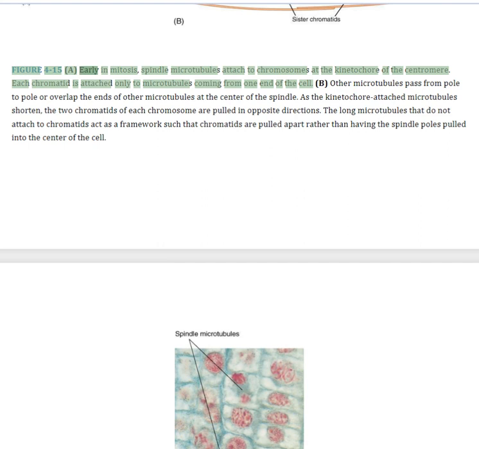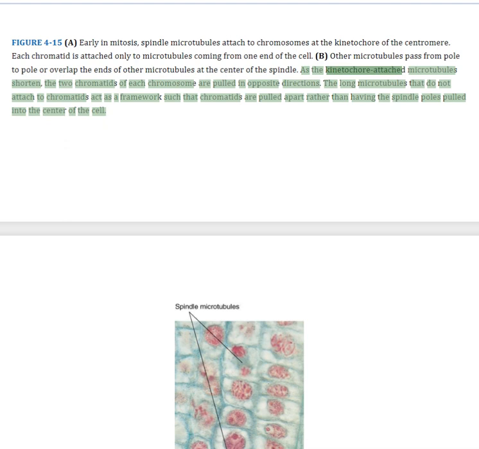Figure 4:15 Early in mitosis, spindle microtubules attach to chromosomes at the kinetochore of the centromere. Each chromatid is attached only to microtubules coming from one end of the cell. Other microtubules pass from pole to pole or overlap the ends of other microtubules at the center of the spindle. As the kinetochore-attached microtubules shorten, the two chromatids of each chromosome are pulled in opposite directions. The long microtubules that do not attach to chromatids act as a framework such that chromatids are pulled apart rather than having the spindle poles pulled into the center of the cell.